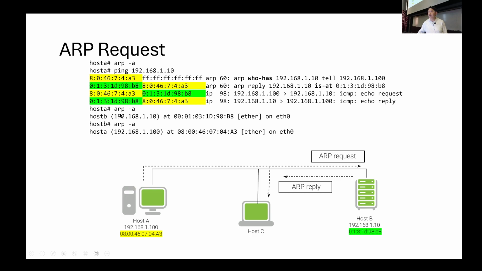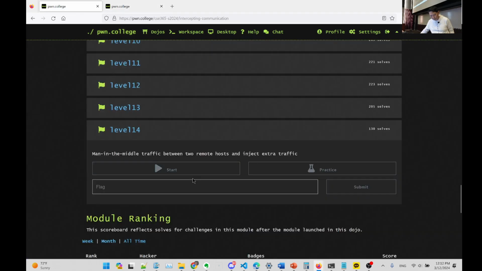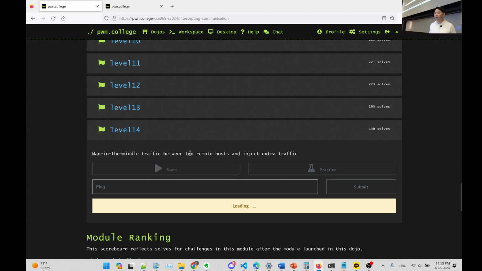So we run arp -a again to check the cache. Yes, it has the IP and MAC address, right? And at host B you can also check by arp -a, right? So we can do this in the real world, in our dojo. So I will start at level 14. It has a great environment to show the demo.